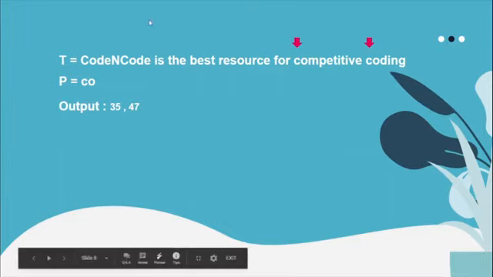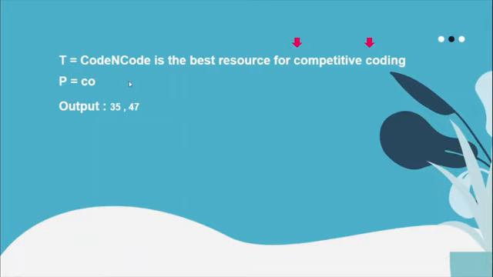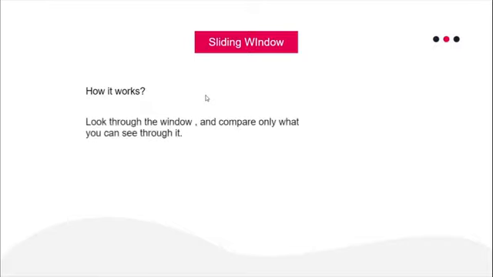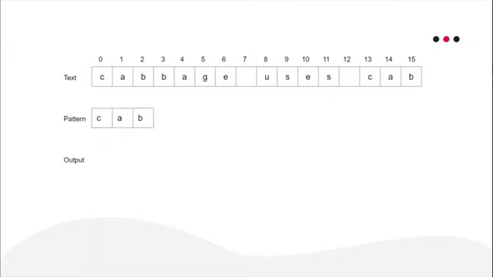So now what we were discussing is the problem statement that we will be solving using the sliding window algorithm, right? How does the sliding window algorithm work? As the name might have suggested, you look through the window and compare only what you can see through it. What do I mean by that? It is this.